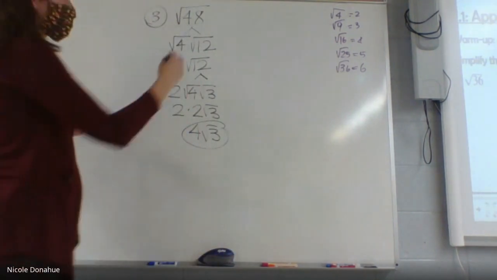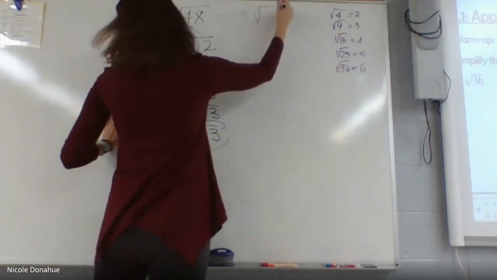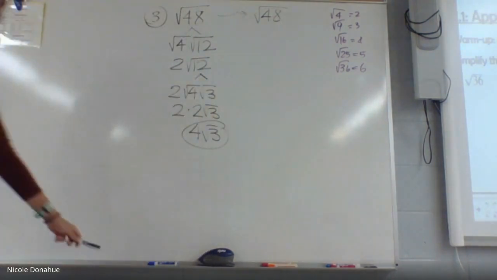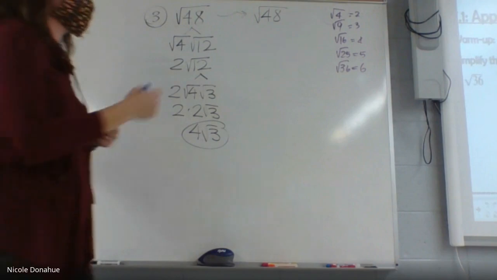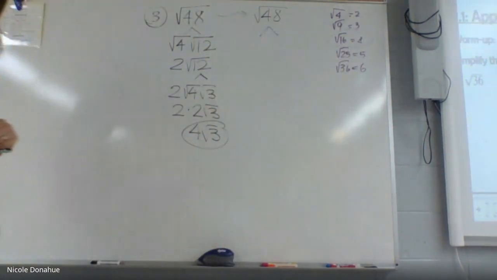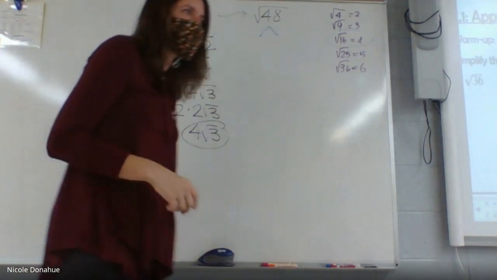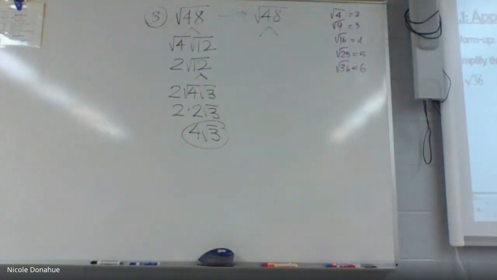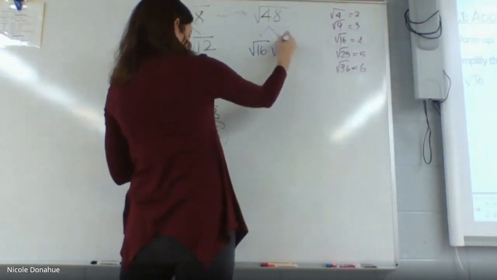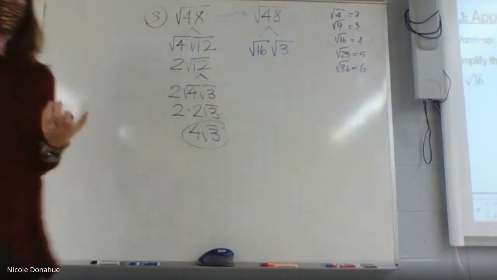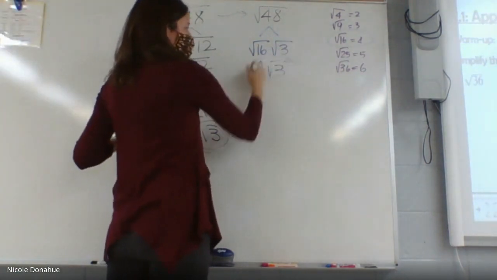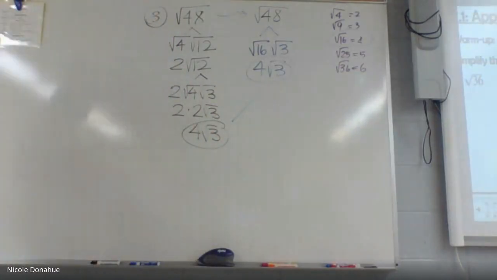What I was trying to get you to see is square root of 48, 16 actually goes into 48. So if I can break this up with a 16, sorry, that marker doesn't work very good. So if I can break this up as square root of 16 times 3, 16 times 3 is 48. Square root of 16 is 4. So I get the same answer in a lot less steps.